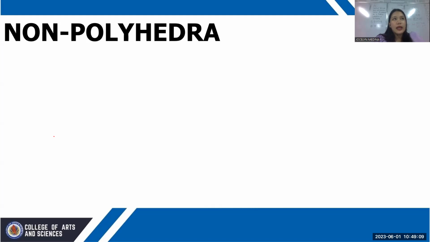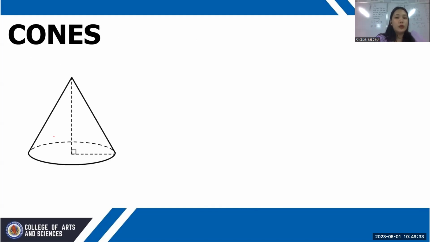Sa non-polyhedra natin, meron lang tayong tatlo. We have your cones, sphere, cylinder. Yun lang. So, again between polyhedra and non-polyhedra, si polyhedra dapat straight lines. Si non-polyhedra, curve. So, starting with, this is what a cone looks like. It has an apex dyan dito na, and it has a curved line sa baba.